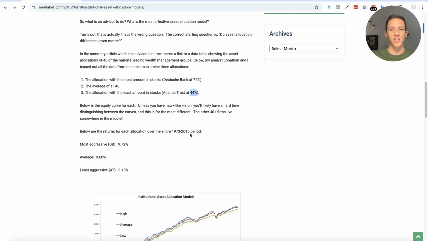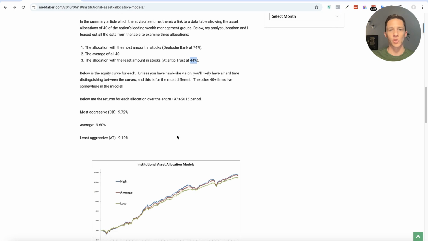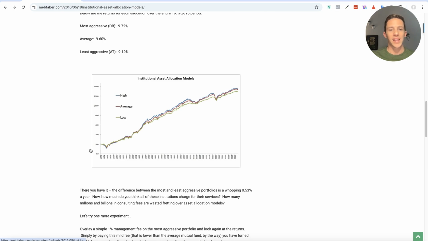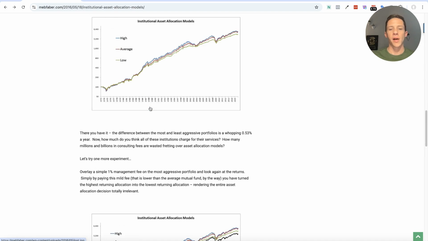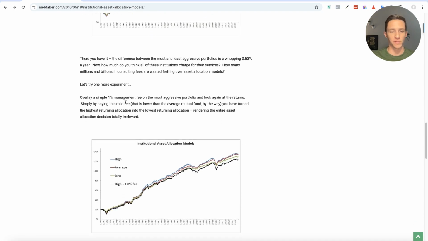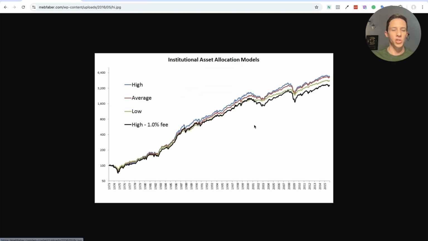What Meb did next here is very, very interesting, and this is where the impact of fees was taken into account. He modeled these asset allocations out, or the highest asset allocation out, by applying a 1% management fee to it. And that's what we see in this chart right here. The highest performing asset allocation in the blue line with a 1% management fee layered on top of it, suddenly over this time period becomes the distinguishable worst performing asset allocation.